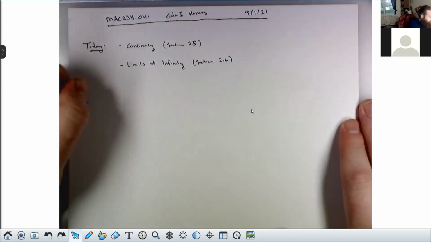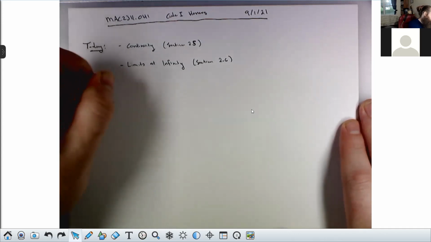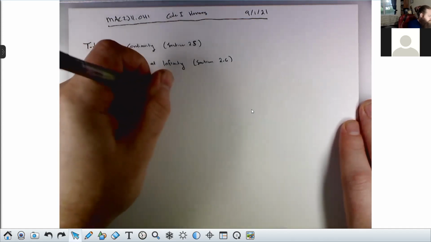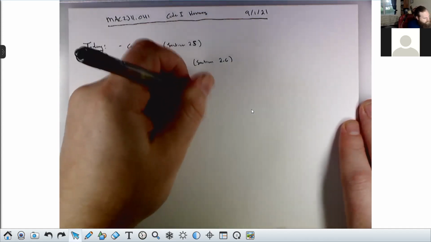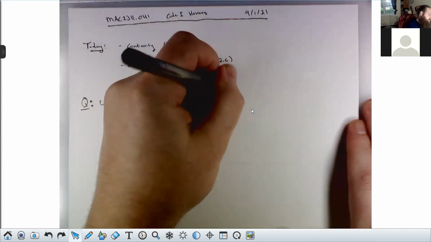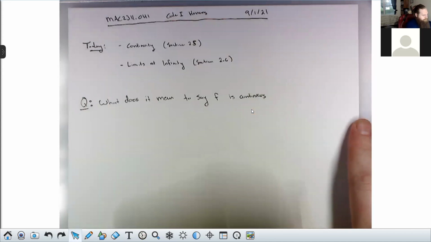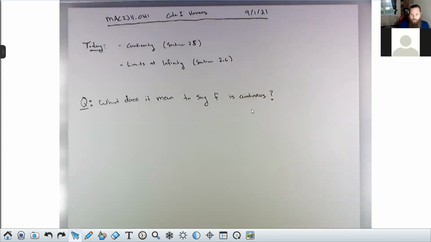So question, what does it mean to say a function f is continuous? This is surely a word that you guys have heard and used in the past. We use the word continuous a lot in pre-calculus. What does it mean? It means that there's no interruptions to the line or sequence of points.